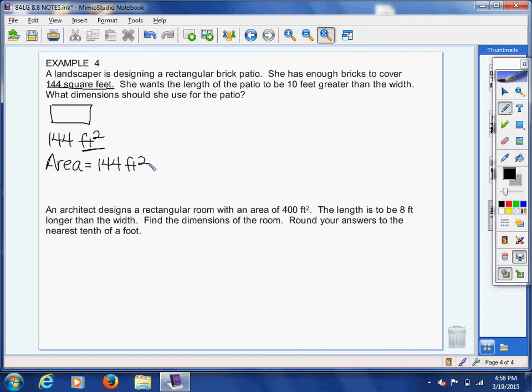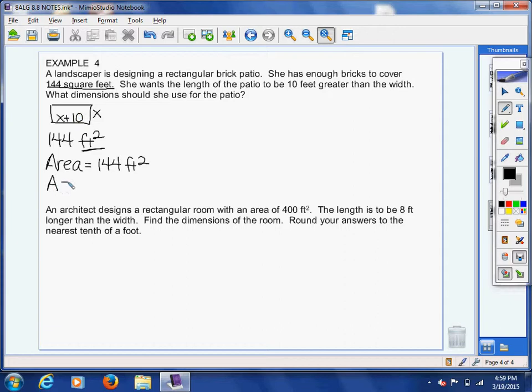So she wants the length of the patio to be 10 feet greater than the width. Well, I don't know how long the width is, but all I know is she wants the length to be 10 feet longer than that. So what dimensions should she use for the patio? So I know area, I know length, and I know width. So when you know all three, kind of use your logic here. What formula uses area, length, and width? That's right, the area formula.